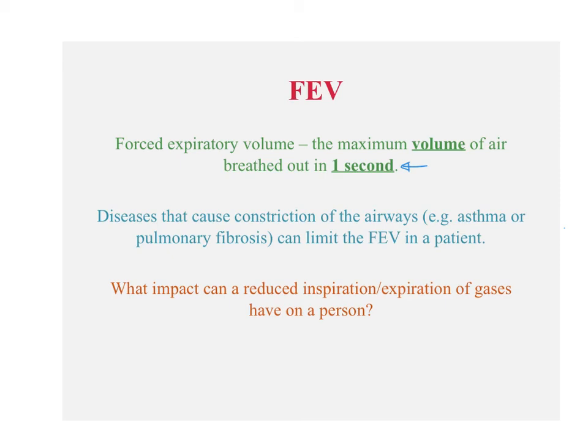Now, diseases that cause constriction of the airways or narrowing of the airways, things like asthma or pulmonary fibrosis, can restrict the amount of air that you're going to be able to breathe out in 1 second. And I want you to think about what impact that can have on a person, physiologically. Maybe you want to think about growth and development, things like that. Okay, so pause, maybe make some notes, and then play again when you're ready.